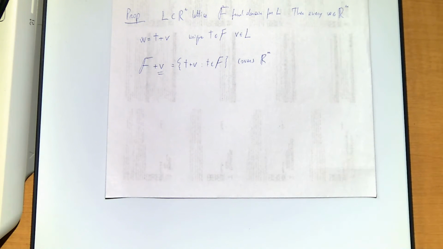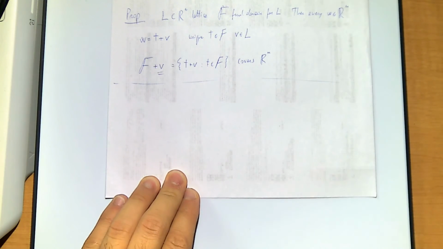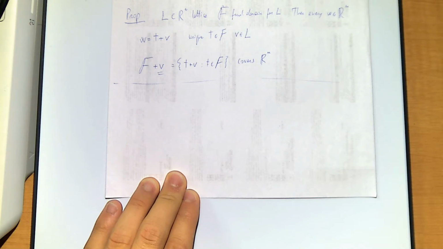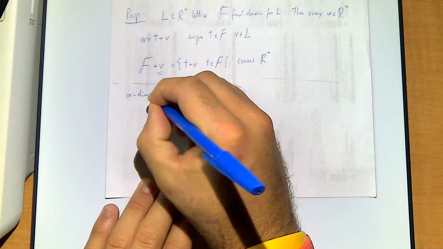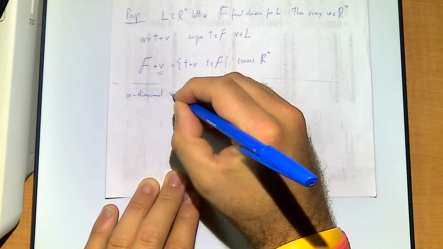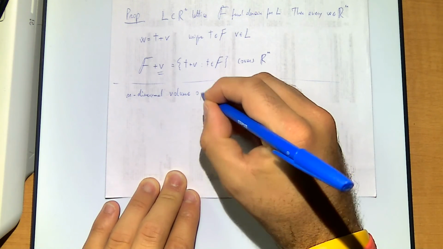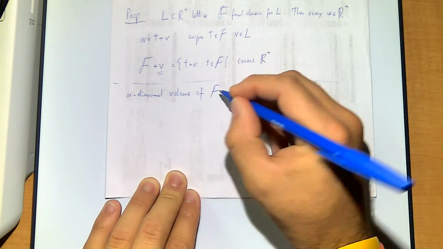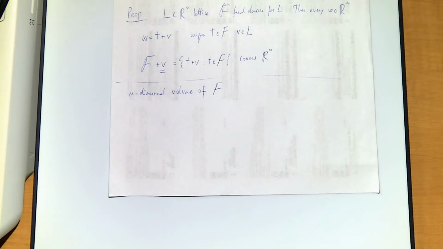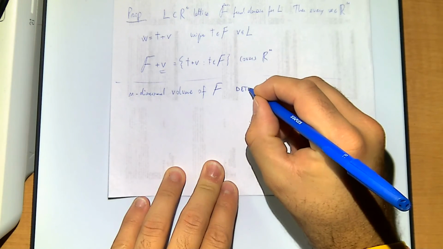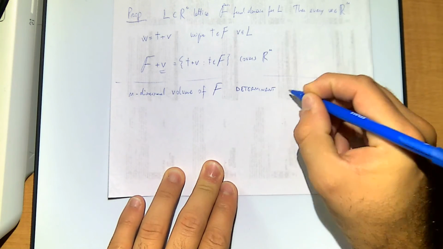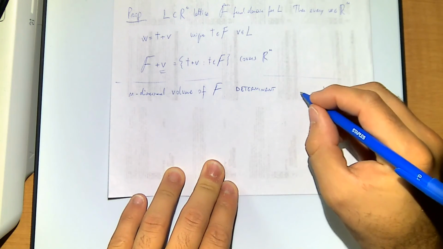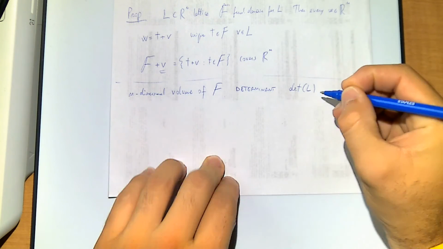Okay, so another important thing is if I have a lattice L and a fundamental domain F, then the n-dimensional volume of this fundamental domain, if you see it in 2 dimensions, it's just this area. But in n dimensions, it's a volume, essentially. We call it the determinant of the lattice L. Okay?